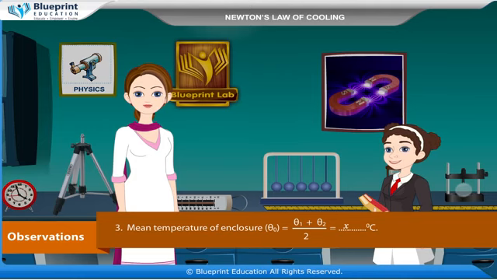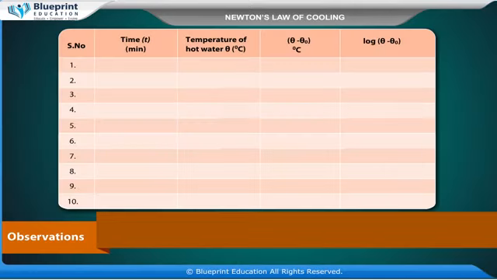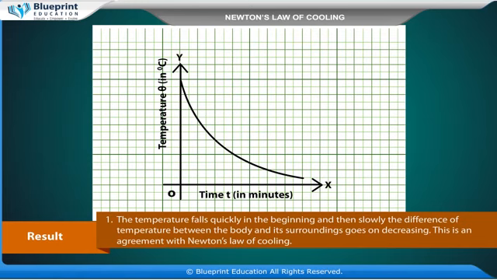x degrees Celsius. Table for calculation of cooling with time. Serial number, time t in minutes, temperature of hot water θ in degrees Celsius, θ − θ0 in degrees Celsius, log(θ − θ0).